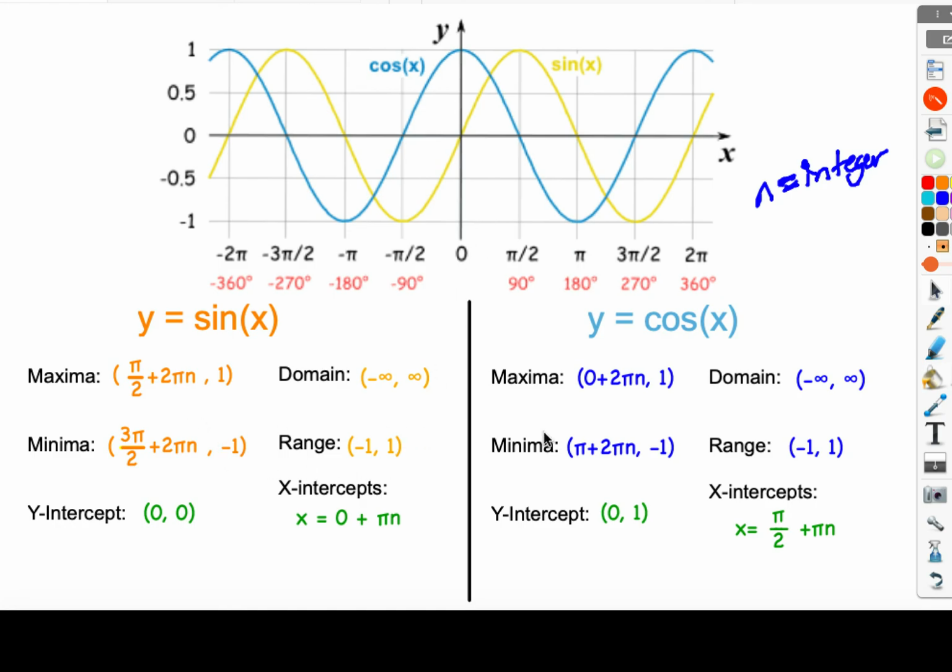I hope that helps you with the details of sines and cosines. The major idea is where do we start? And then how can we use those amplitudes, how high and low to go, and periods to help us graph these functions.